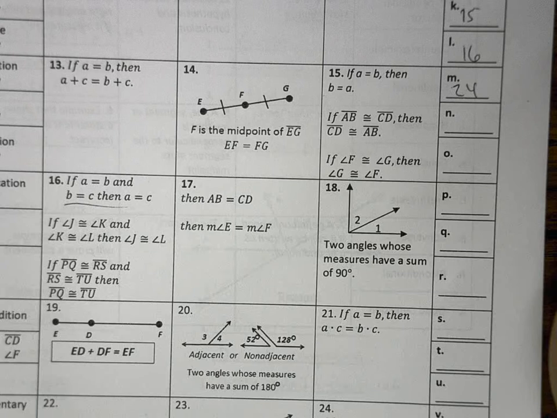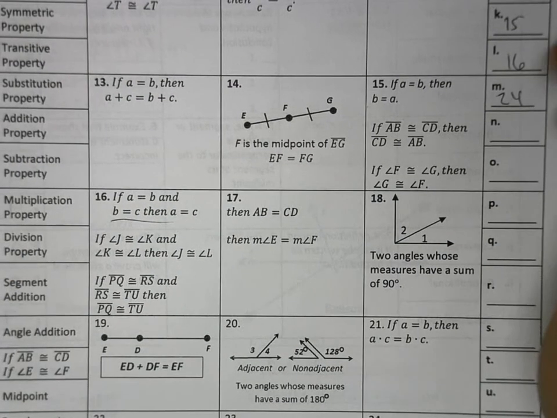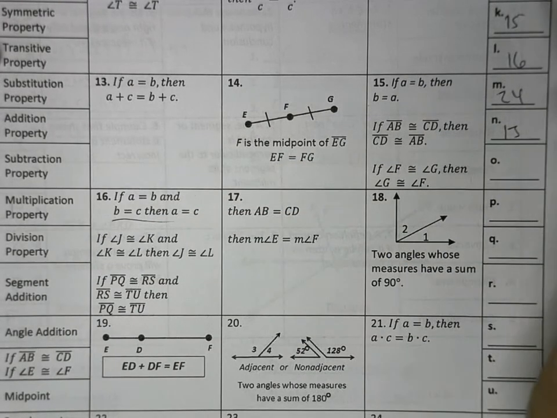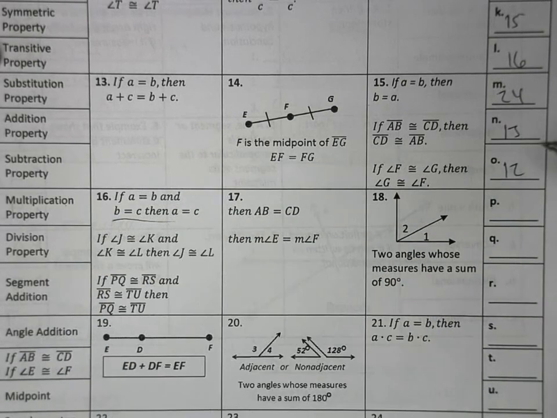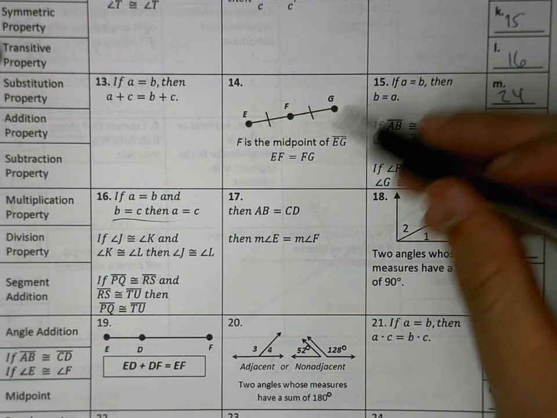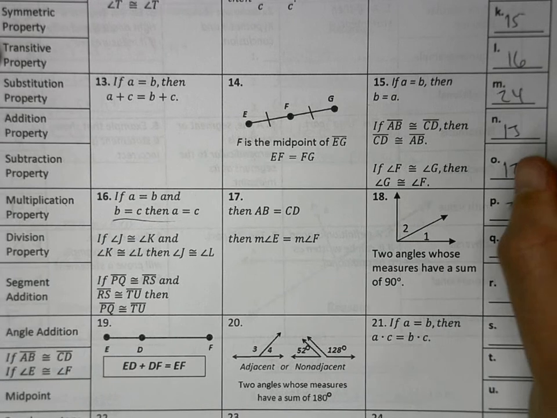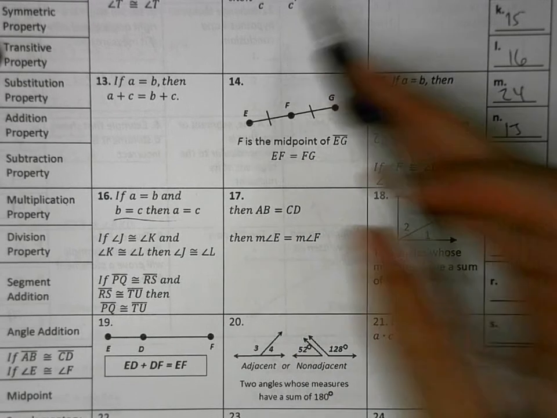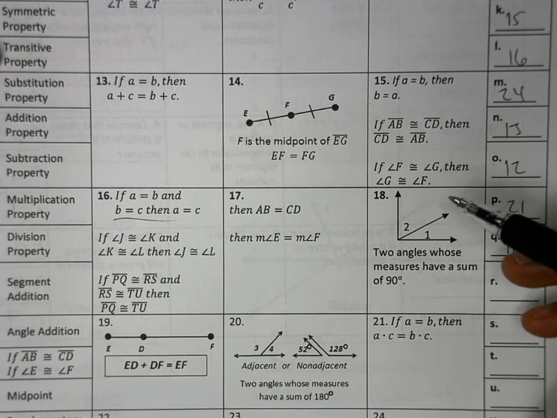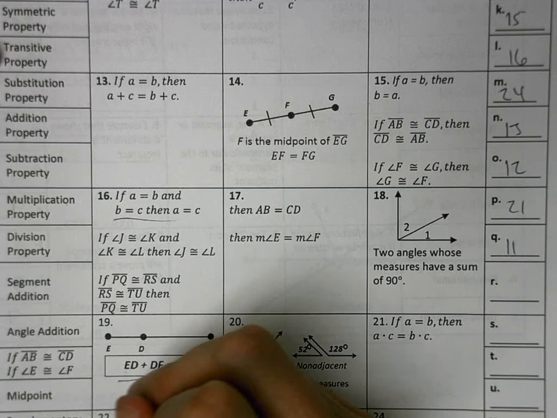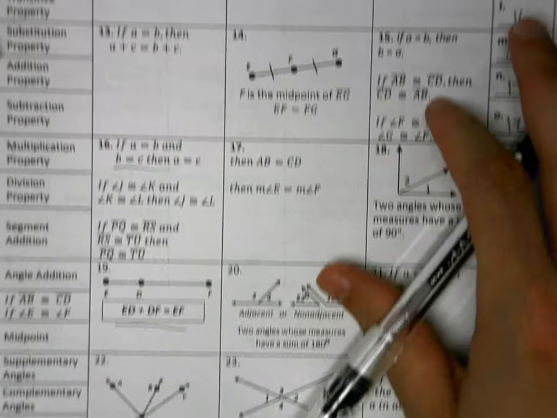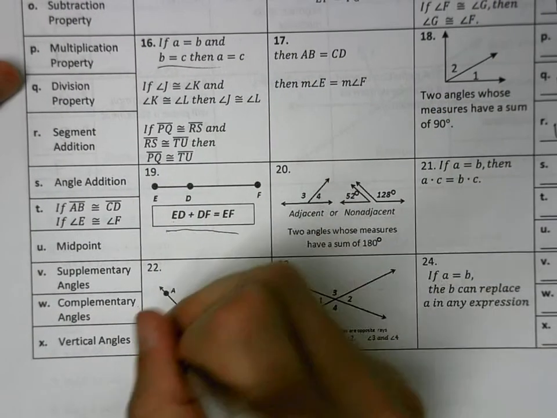N is the addition property, which is where we add to both sides, and that would be 13. O is the subtraction property, where we subtract with both sides, 12. Multiplication property is when we multiply to both sides, and that would be 21. Q is the division property, which is 11, dividing on both sides. R is segment addition, where you add 2 segments together. So adding segments together, 19. Angle addition is where you add angles together. Angles being added together, 22.